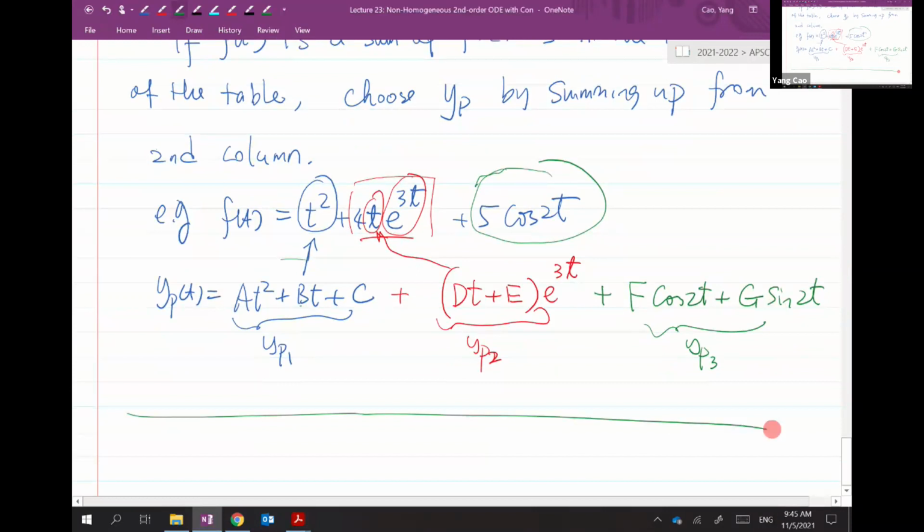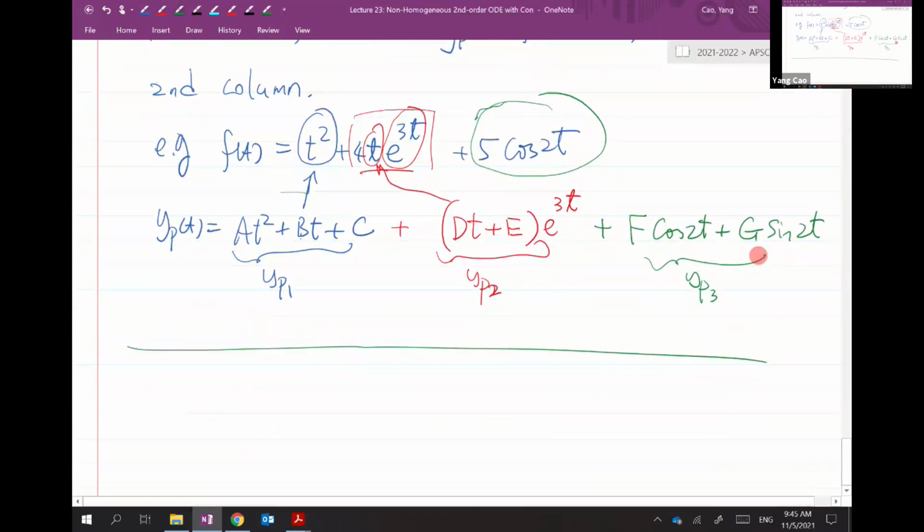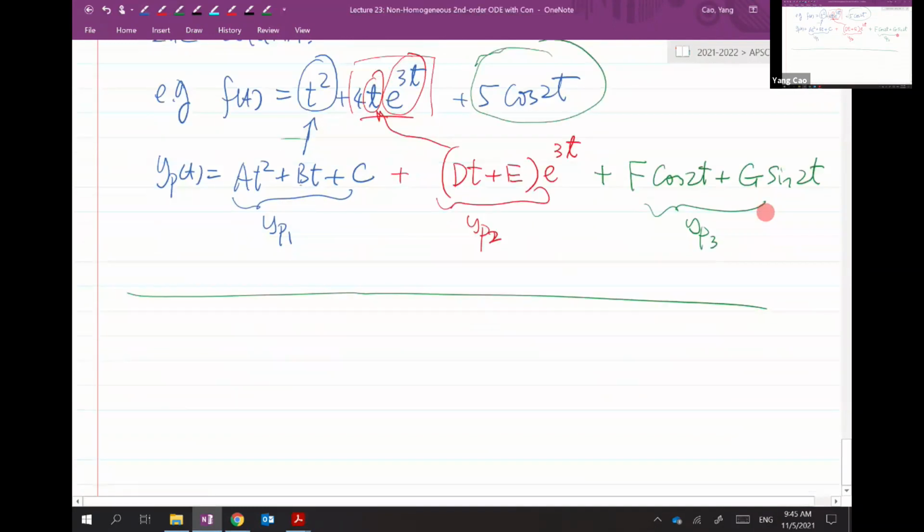Any other tricky questions? Okay, that's it for today. Okay, so now let's look at some concrete examples. I think we can finish one example.